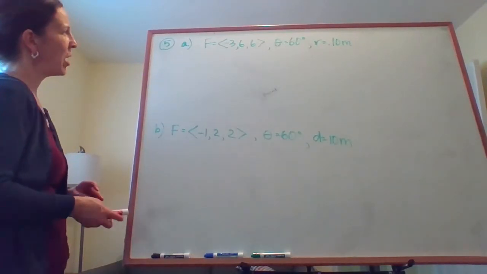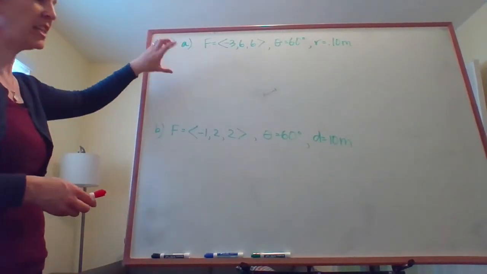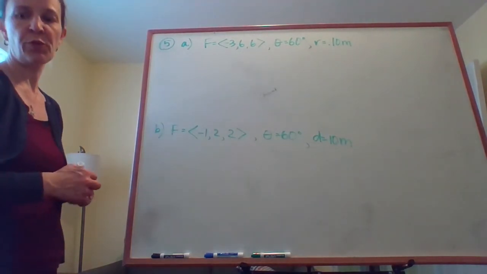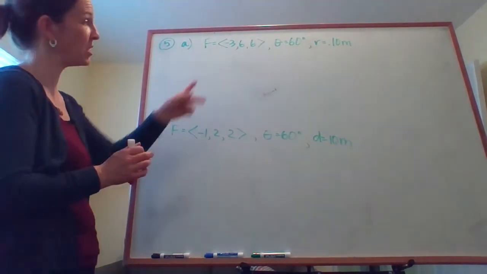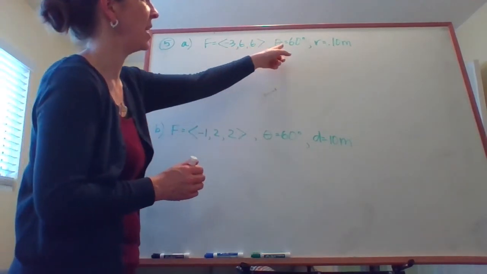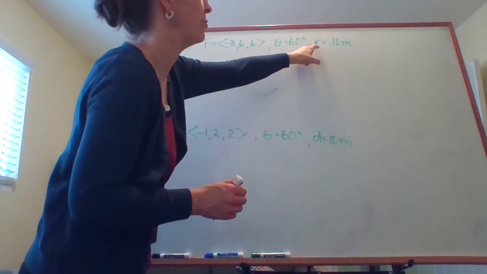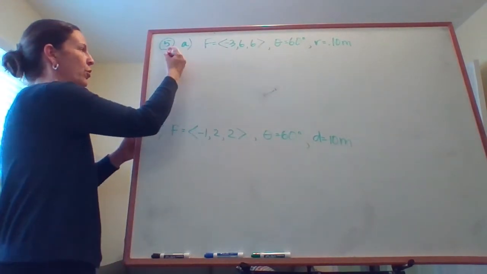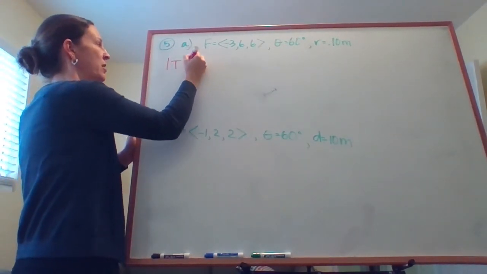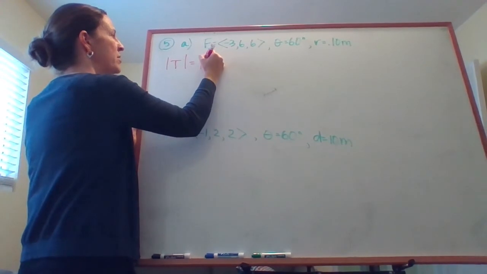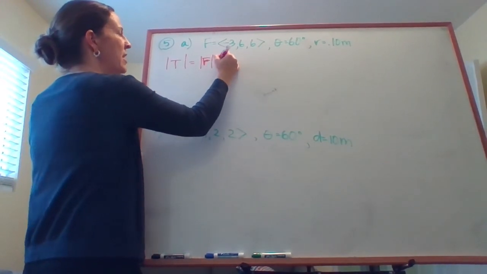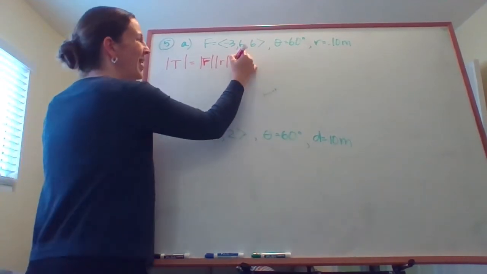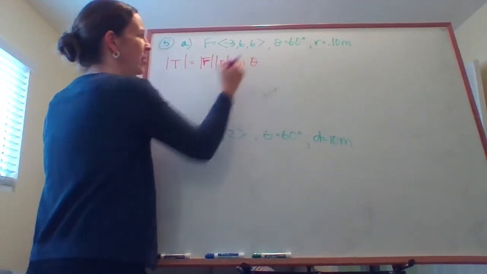All right, guys, last problem here, problem number 5. You only needed to do part A or B, but I'll show you both. Part A was to find the torque exerted by the force vector negative 3, 6, 6 at an angle of 60 degrees with a radius or length of a wrench of 0.1 meters. So the magnitude of torque is going to be the magnitude of the force vector times the magnitude of the length of the wrench, that magnitude of R, times the sine of theta.